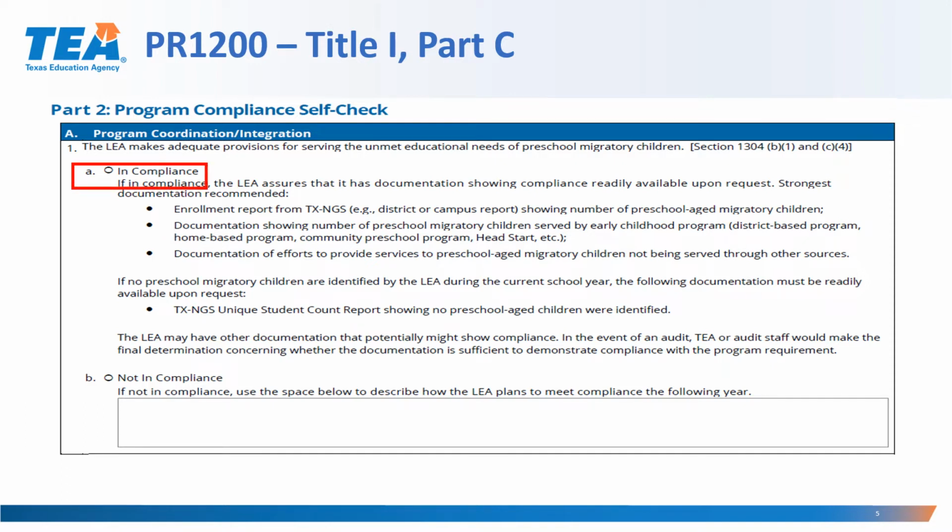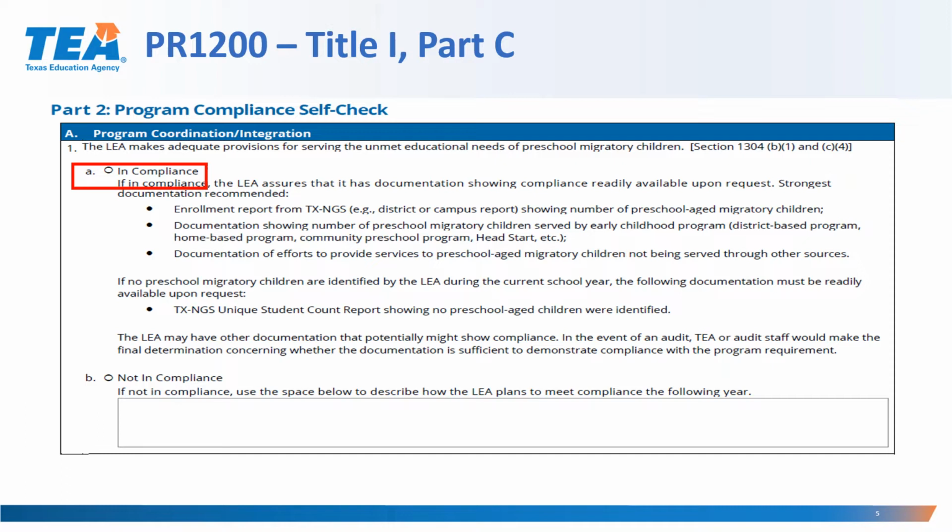Number 1, the LEA indicates adequate provisions for serving the unmet educational needs of preschool migratory children, according to Section 1304(b)(1) and (c)(4). If the district indicates that they're in compliance, the LEA assures that it has documentation showing compliance readily available upon request.